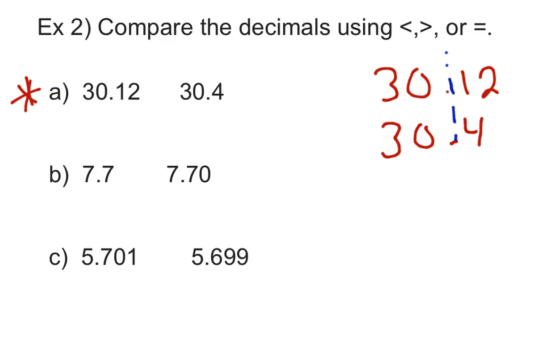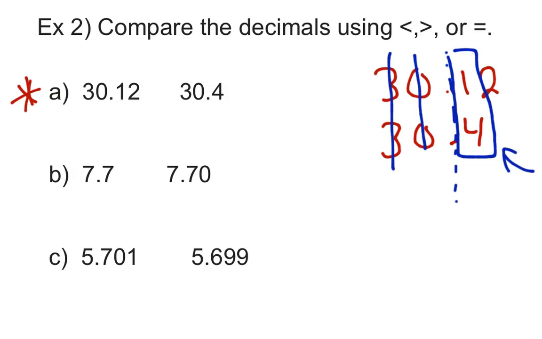My decimal point should line up right there. And I start. The 3's, it's a tie. The zeros are the same. So far, I don't have anything that's bigger than the other. But as soon as I move to the tenths place here, I have a 4 and a 1. Well, because the 4 is bigger, that says that this is our winner. The 30.4 is the bigger one, which means back in our problem, 30.12 is less than 30.4.